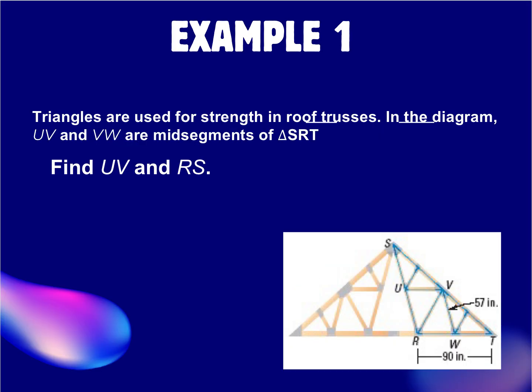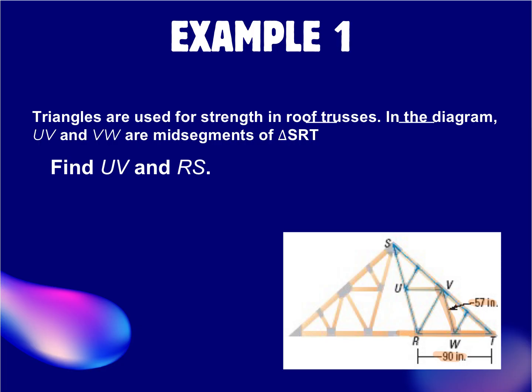All right, looking at this example. It says triangles are used for strengthened roof trusses. In the diagram, UV and VW are midsegments of triangle SRT. Find UV and RS. We can see in the diagram what they're giving us. Let me highlight it so we know. VW is 57 and RT is 90.